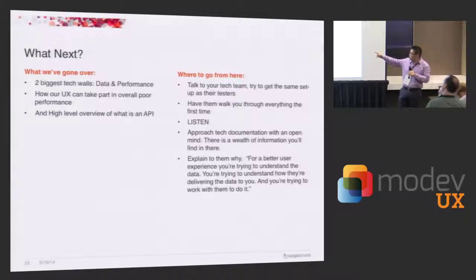So I went through the data and performance real quick, but one of the things you need to do next, if you want to take this to the next step, is talk to your tech team and try to get your setup on your machines the same way as your testers, not the devs, but your testers. Once development is finished, they'll drop into test, and you'll be using their same tools, for example SOAP UI or Postman, to access that data and find out if it's what you need. Then you can immediately come back to them and say, this needs to be tweaked. Next thing is have them walk you through everything the first time.